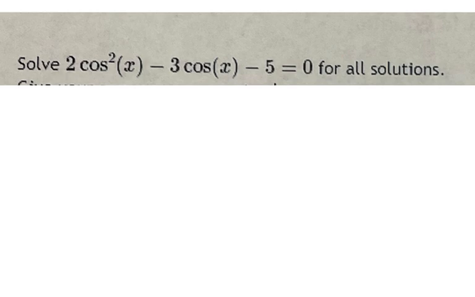So from here, I've got 2 cosine squared minus 3 cosine minus 5. I need to find all solutions. Does this remind you of anything? No, because this one's squared and this one's to the first. We're decreasing powers. It reminds you of a quadratic, ax squared plus bx plus c.